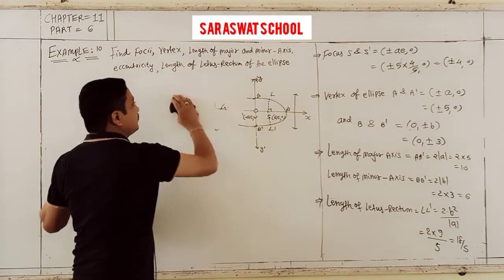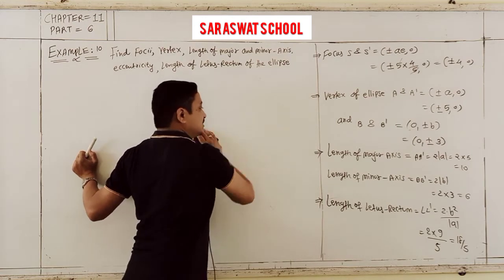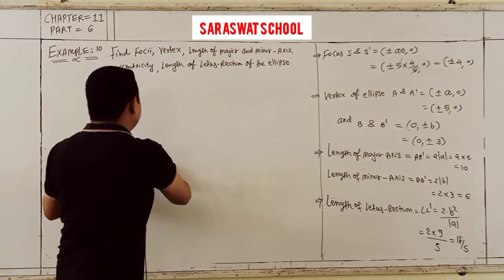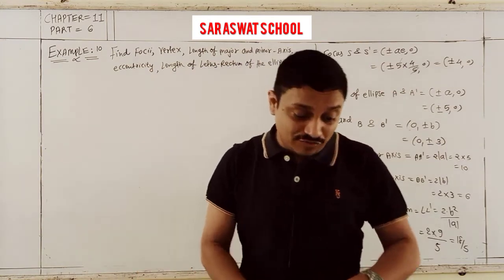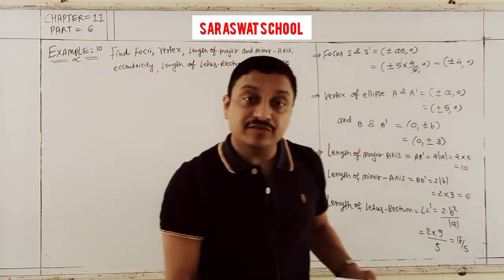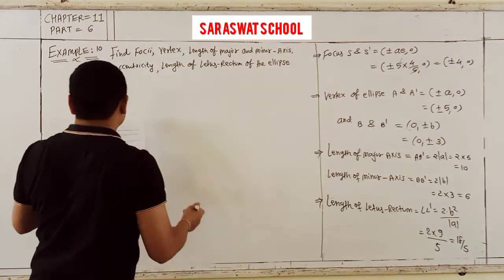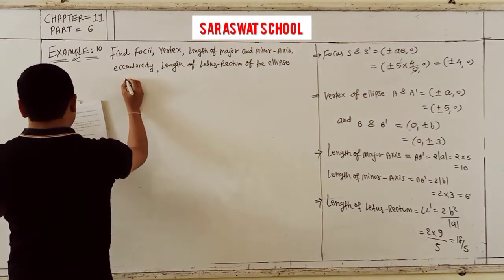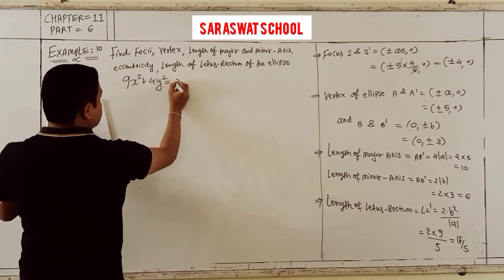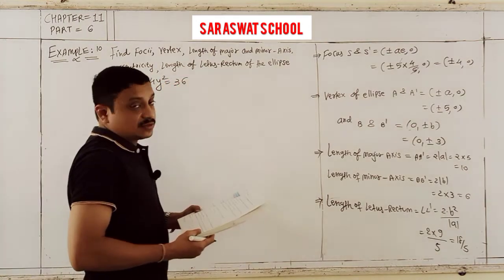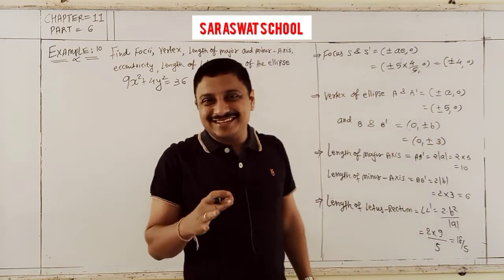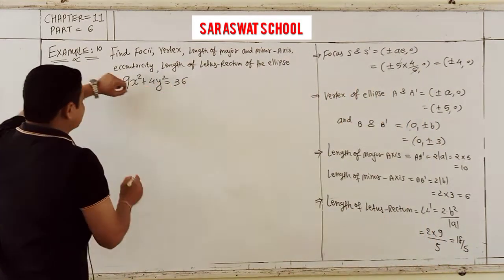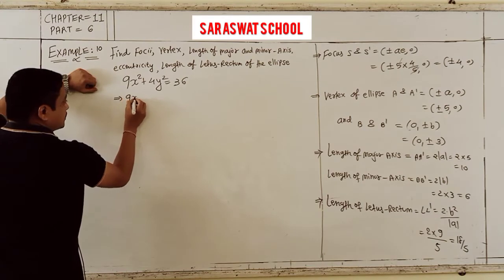Find the same: vertices, foci, eccentricity, length of major axis and minor axis, and length of latus rectum. And the equation of the ellipse is 9x square plus 4y square equals 36. Very easy. First of all, students, I divide here by 36: 9x square by 36.